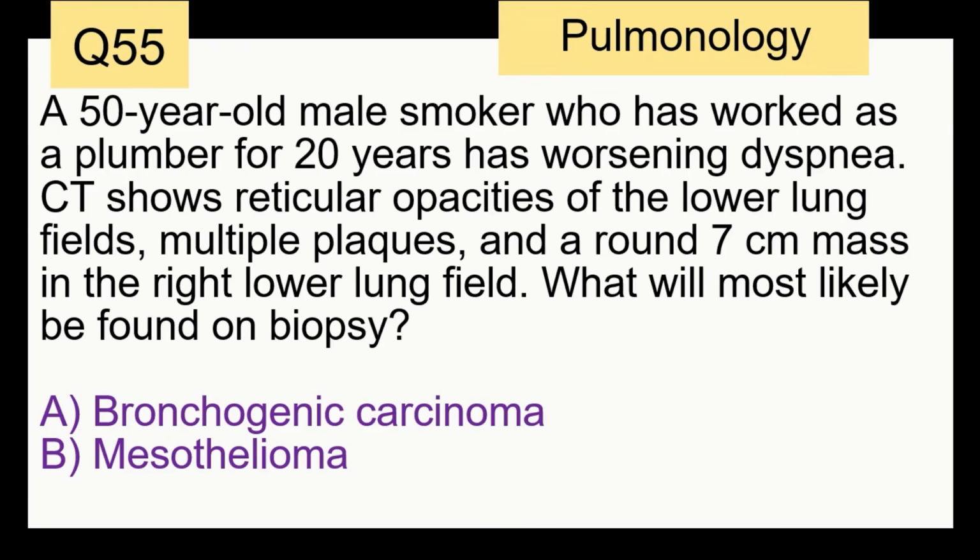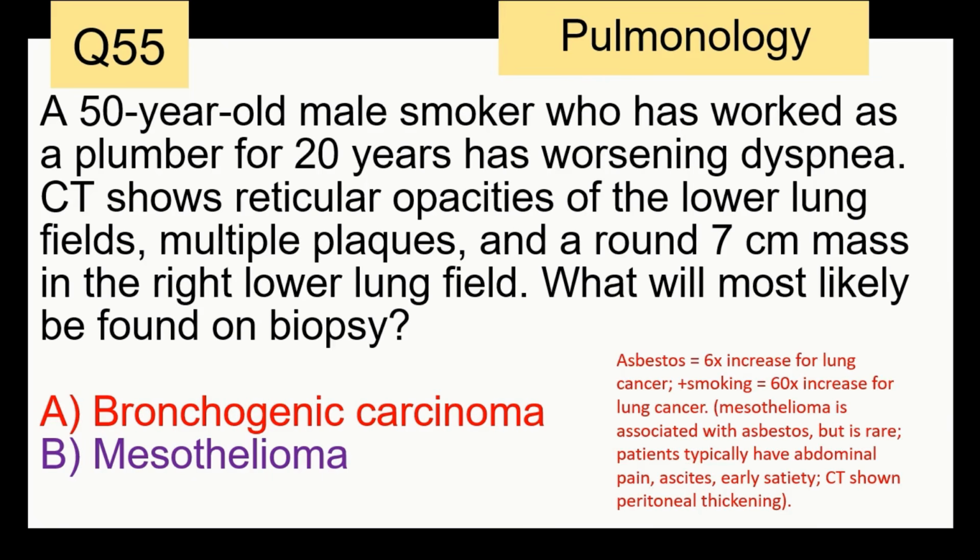55, a 50-year-old male smoker has worked as a plumber for 20 years, has worsening dyspnea. CT shows reticular opacities of the lower lung fields, multiple plaques, and a round 7-centimeter mass in the right lower lung field. Not a good sign. What will most likely be found in biopsy? So here we're talking about asbestosis, and that's associated with mesothelioma, but most associated with bronchogenic carcinoma. Don't forget about that. Even though there's an association with mesothelioma, it's with the carcinoma that there's the highest association.